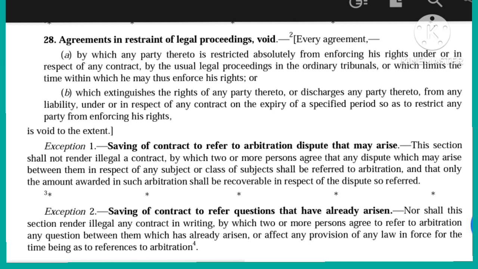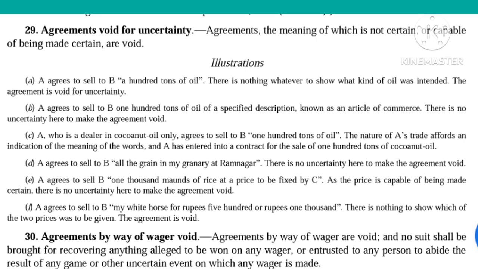Now coming to section 29. Section 29 says agreements void for uncertainty. It goes like this: agreements the meaning of which is not certain or capable of being made certain are void. So if we look at the illustrations given under section 29, for example illustration A, it goes like this: A agrees to sell to B 100 tons of oil. There is nothing whatever to show what kind of oil was intended. The agreement is void for uncertainty.